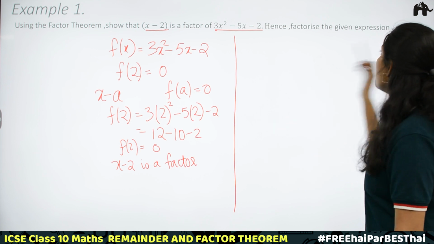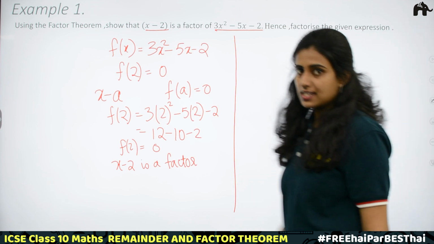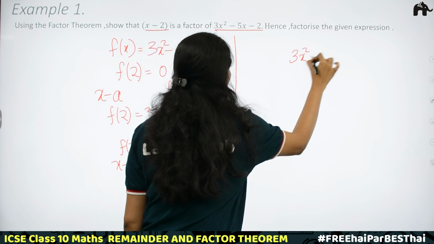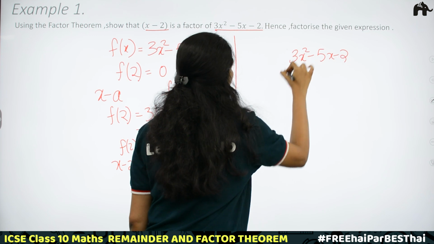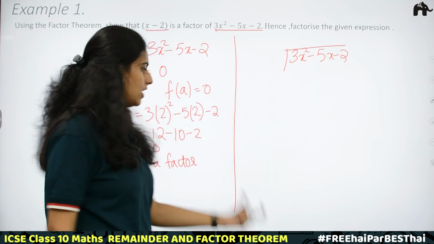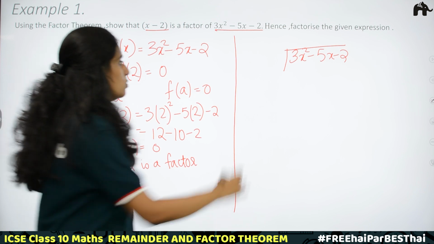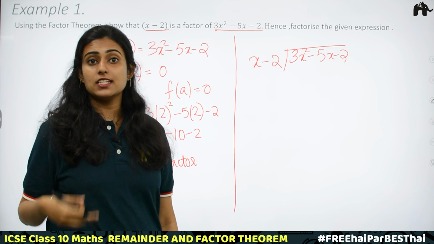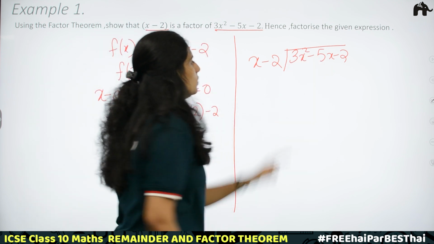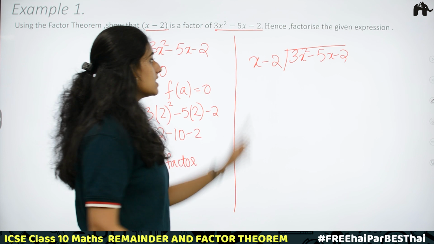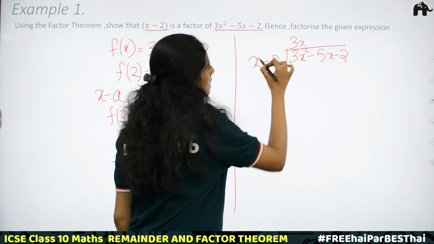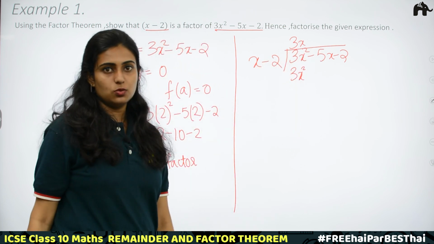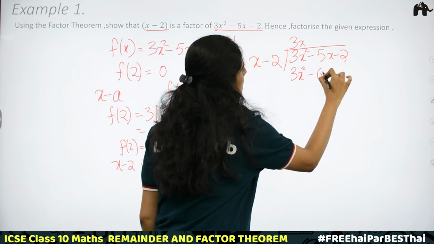Now, we need to factorize the given expression. To factorize this, what to do? We have to divide the expression 3x square minus 5x minus 2 with any one of the factors. We have one factor which is x minus 2. Just we need to divide the expression with x minus 2. Then we will be getting the remaining factors. 3x square. To get 3x square, we have to multiply x and 3x. 3x into x is 3x square. 3x into minus 2 is minus 6x.